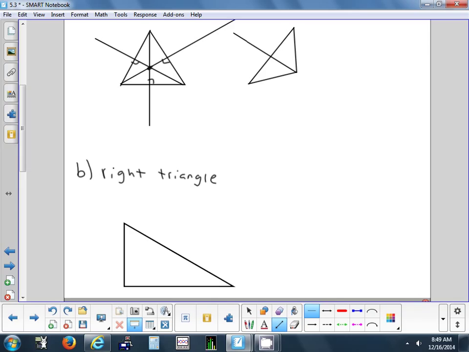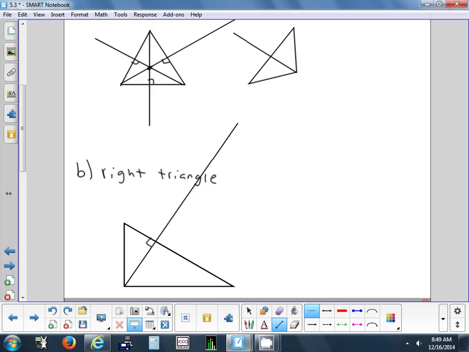Okay, let's try a right triangle. Let me start with my altitude from this side, perpendicular to the opposite side. Notice I can't draw it towards the middle where these segments would be bisected, because that would be a median, and it wouldn't be perpendicular. This would be more of a median now, if I drew it there.